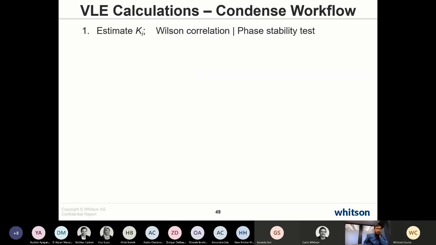So the workflow, it's just the condensed workflow. It can be very complicated when you start, if you want to program it. But this is a general condensed workflow on how the vapor liquid equilibrium calculations are done for mixtures. So again, you need an estimate of the K values, and we will see how this estimate can be improved. But you can start, for example, with an estimate from the Wilson correlation or the phase stability test from Michelsen. That's also given in the SPE monograph.